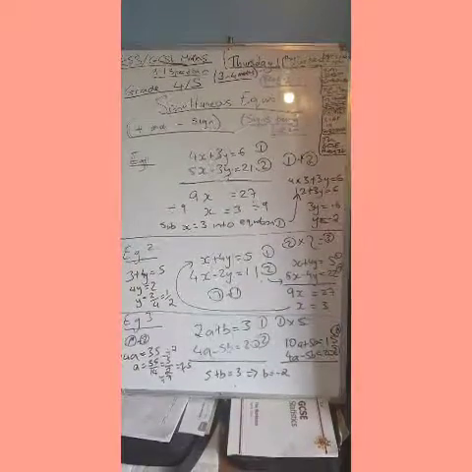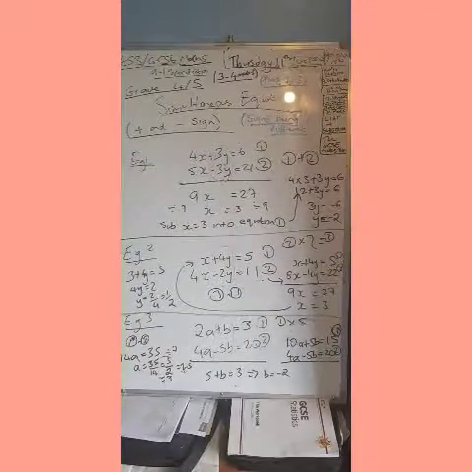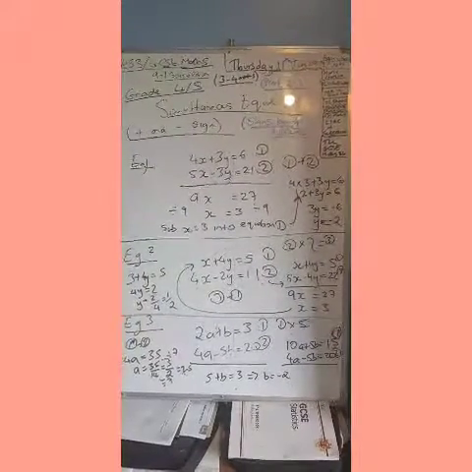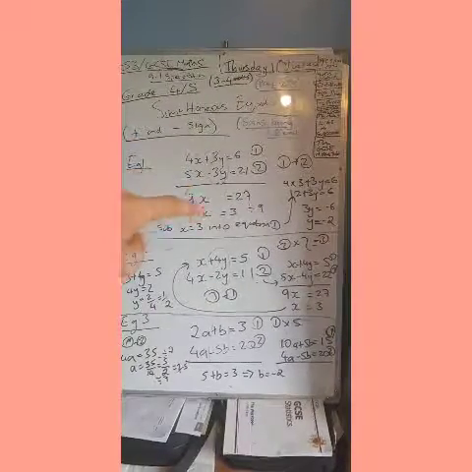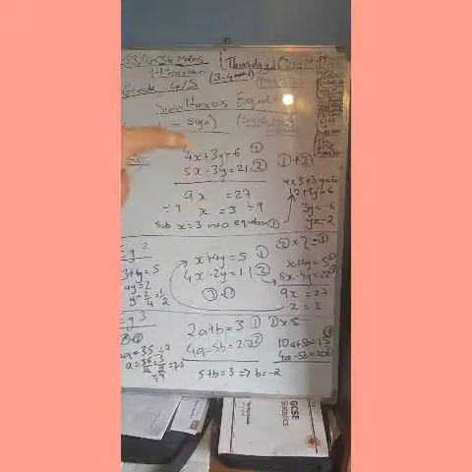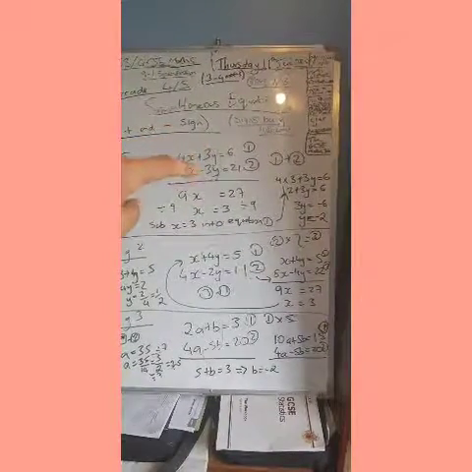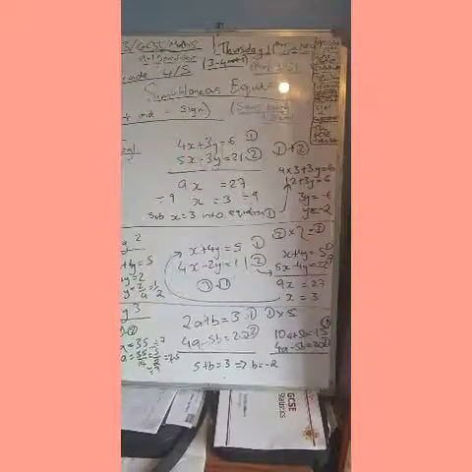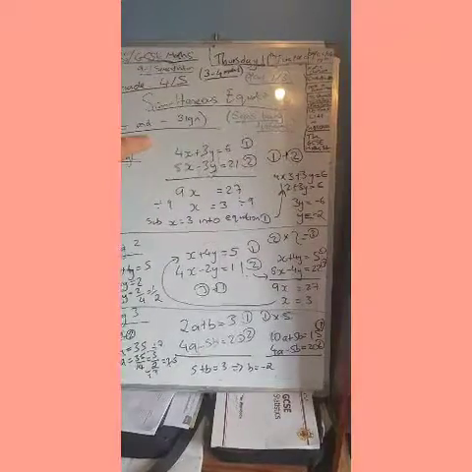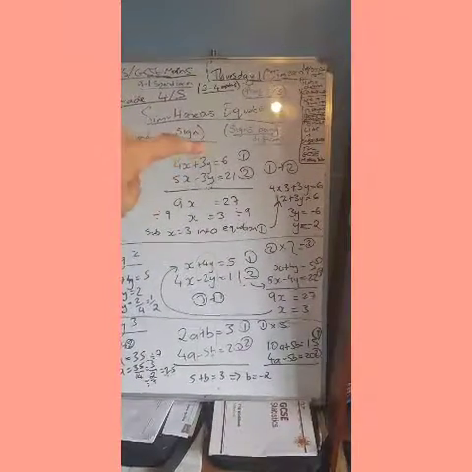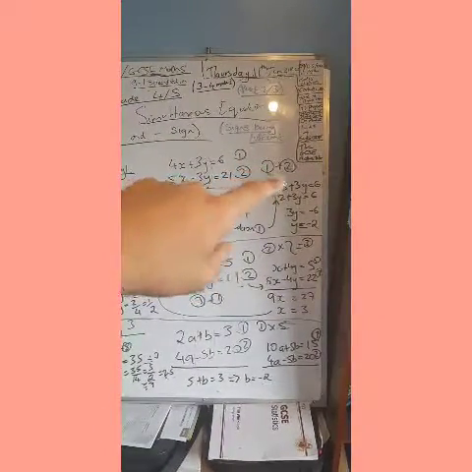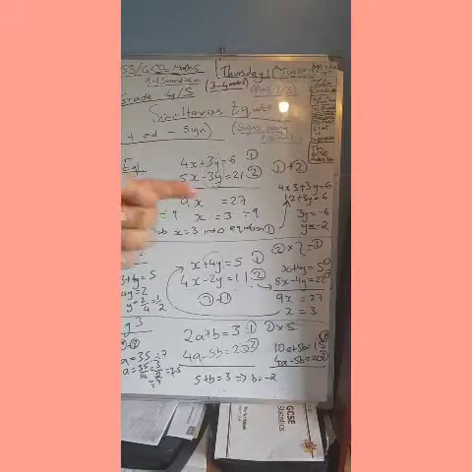Okay, so example 1. 4x plus 3y equals 6, 5x minus 3y equals 21. We are asked to solve the simultaneous equations. So what we do here, guys, is I've got a plus 3y here and a minus 3y. So I'm going to add both equations, because plus 3y add minus 3y goes to 0. So it just cancels and becomes 0. So 4x plus 5x is equal to 9x. 6 plus 21 is equal to 27. So I've done equation 1 plus equation 2, and I get 9x equals 27.